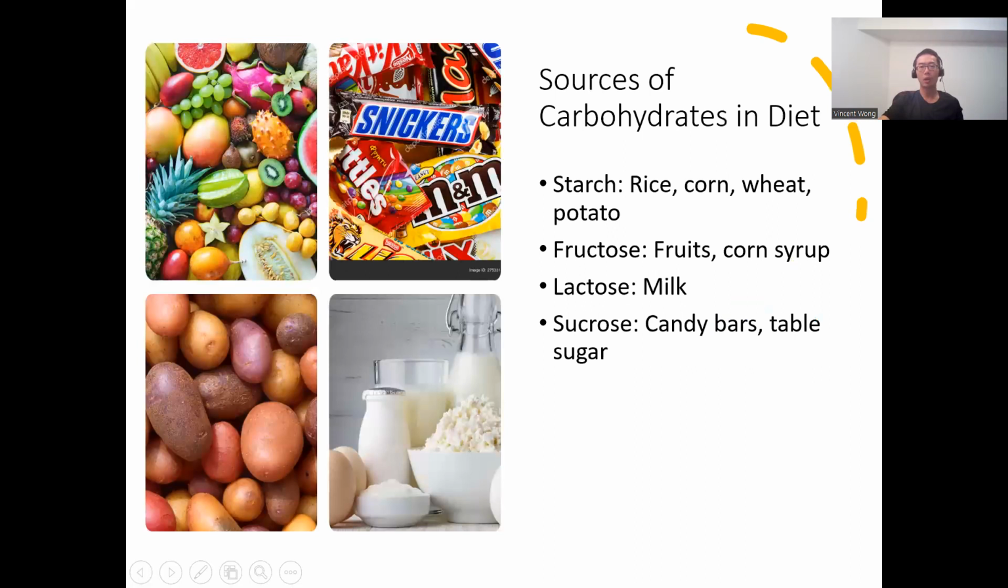Where do we get carbohydrates in our diet? There is no shortage of carbohydrates in our diet. The main, most common source of carbohydrates would be from starch. So you might get it from rice, corn, wheat, potato, pasta.